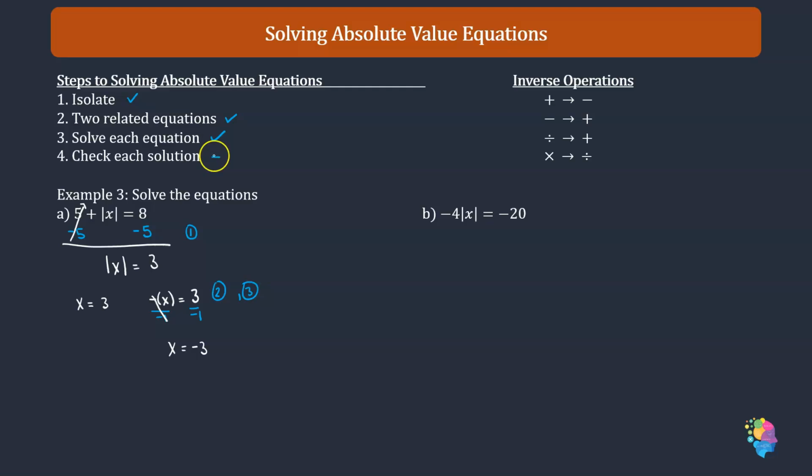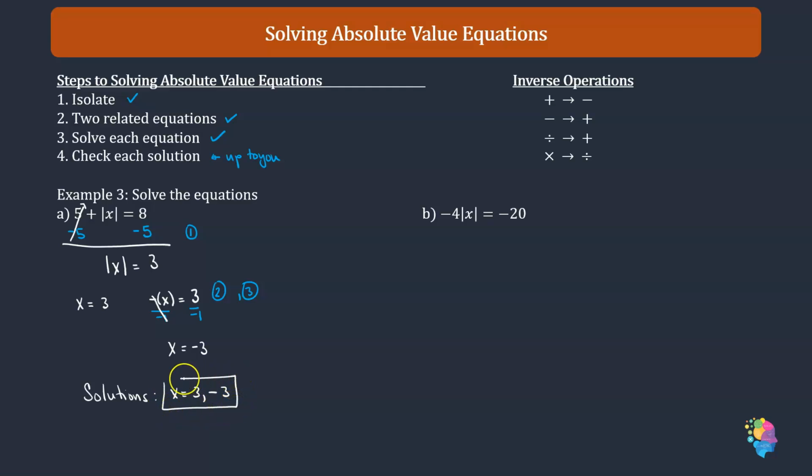Step 4 is going to be left up to you to check that both solutions work, but right now I'm going to tell you that they do. So the solutions to this equation are x is equal to 3 or -3.